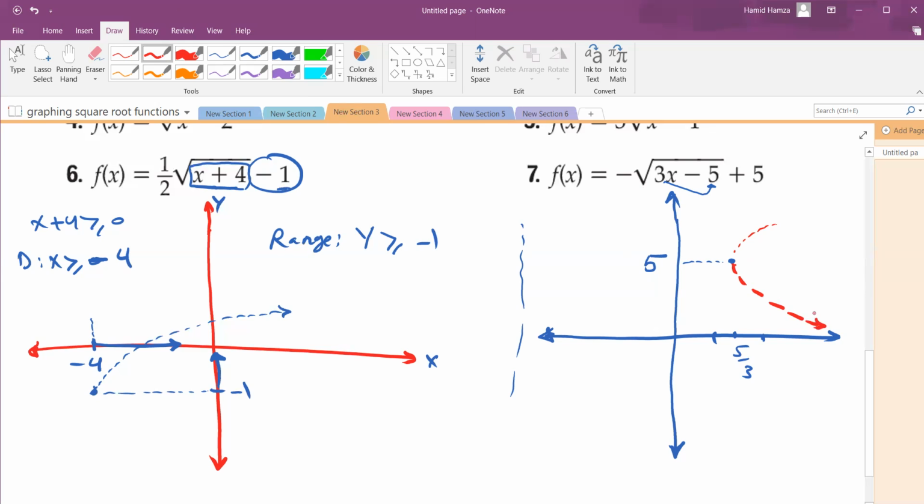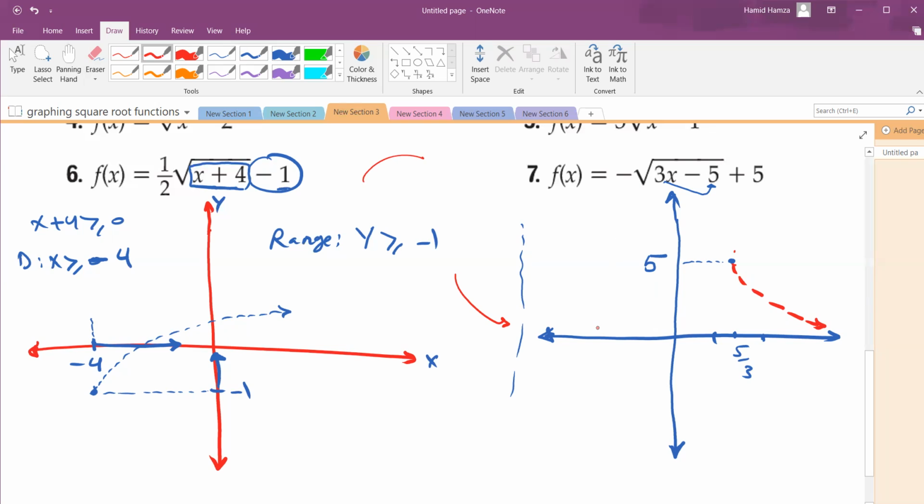Like this, guys. Make it go down. There is a reflection, guys. So again, if it is positive, go up. If it is negative, go down. So we will go down like this. Okay, guys. So this is because the sign outside the bracket is the reflection.